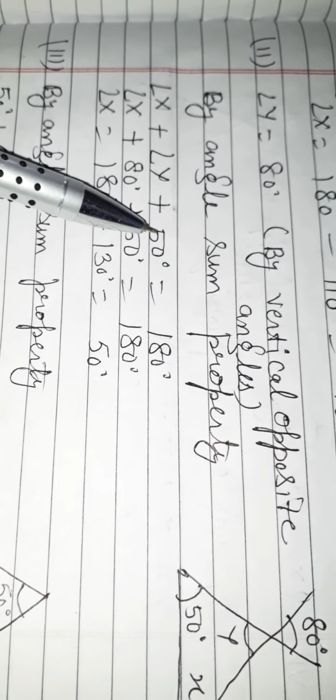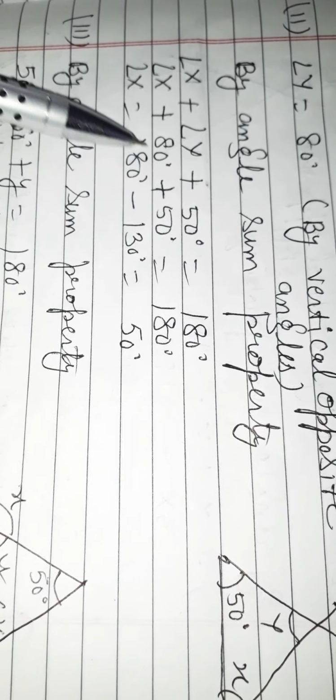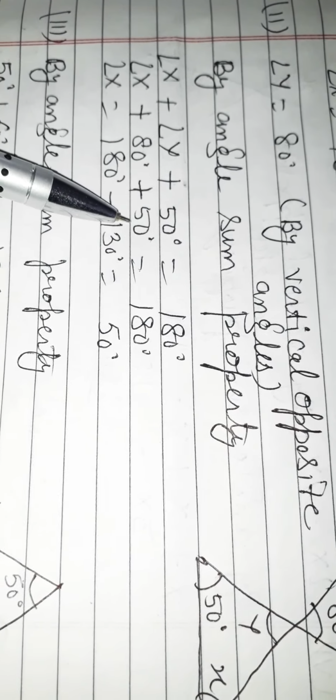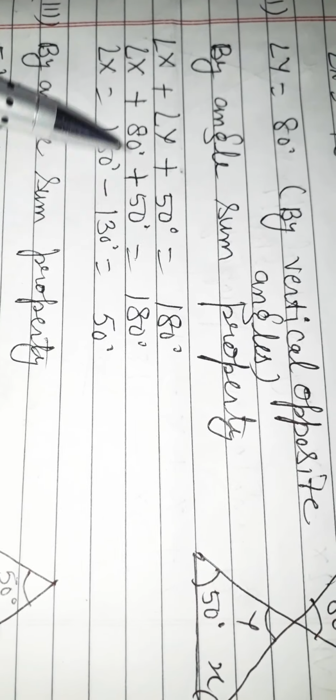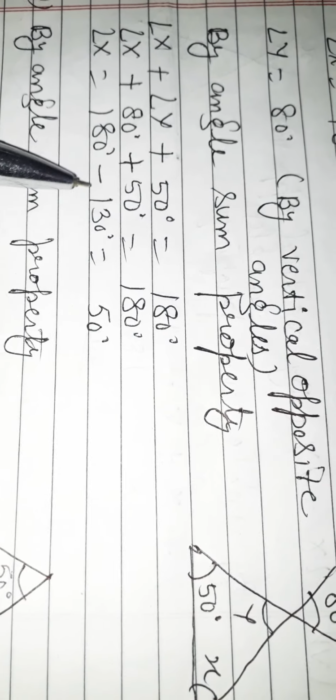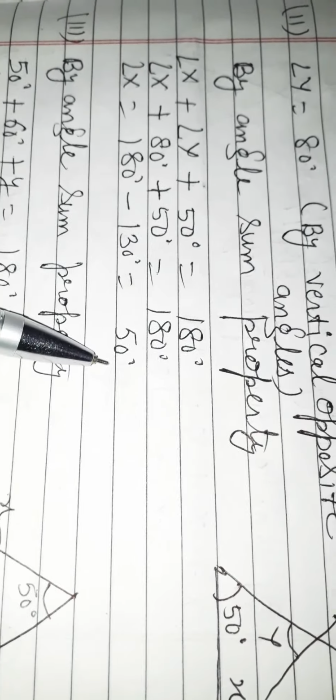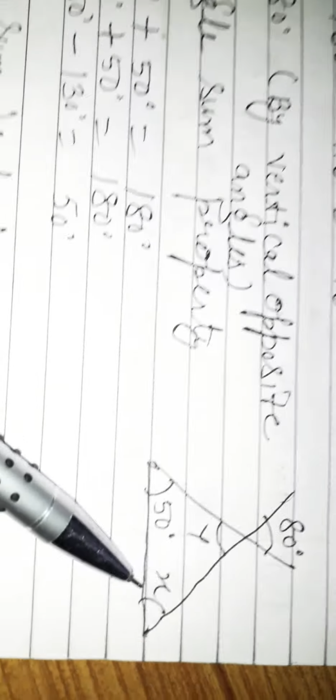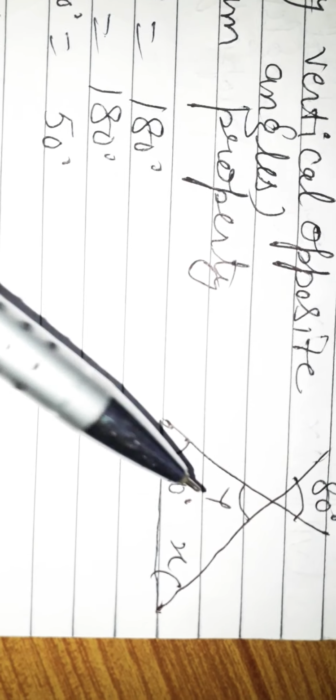Angle x plus angle y plus 50 is equal to 180 degree. Then angle x is equal to 80 plus 50, that is 130. I will take this 130 on the RHS and subtract this number from 180. The answer will be 50. Now the value of x is equal to 50 degree and value of y is equal to 80 degree.